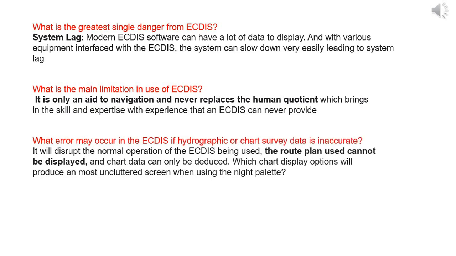What error may occur in the ECDIS if hydrographic or chart survey data is inaccurate? It will disrupt the normal operation of the ECDIS being used, the route plan used cannot be displayed, and chart data can only be deduced.